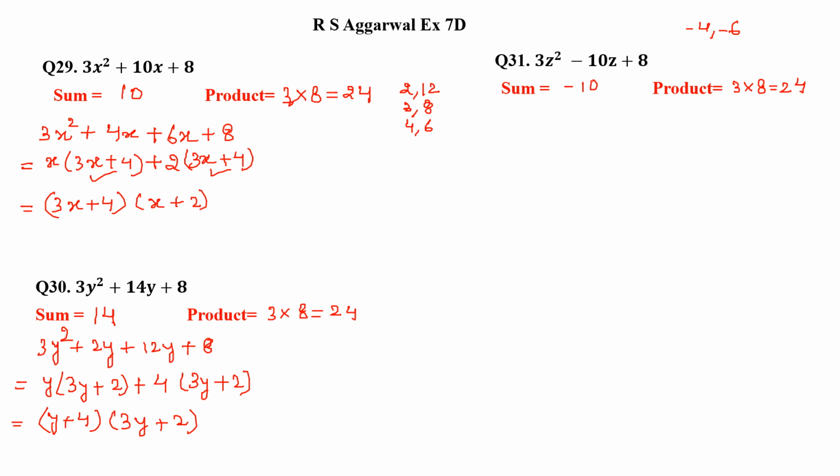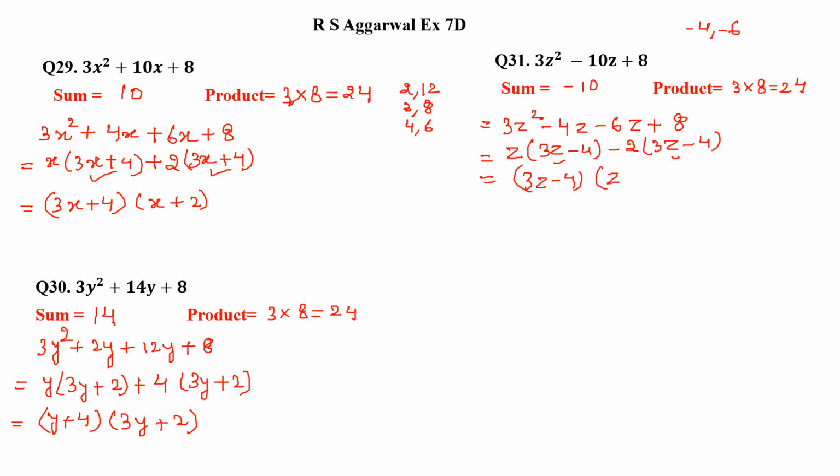It means I have to split it as 3z square minus 4z minus 6z plus 8. Okay. Now I can take z common from the first two terms. It will be left with 3z minus 4. From the second two terms I can take 2 common. So I will get 3z minus 4. And you can see in both the terms 3z minus 4 is present. I can take that also common, 3z minus 4. So from the first term I will be left with z and the second term minus 2. So this is the factorization of question number 31.